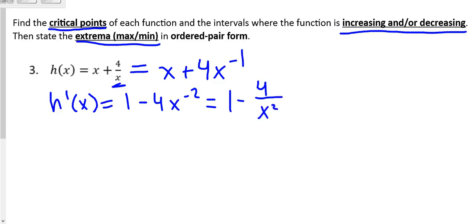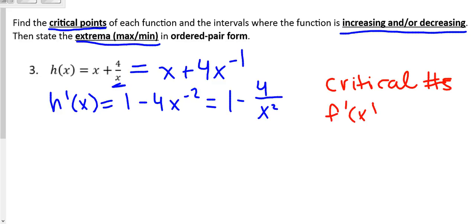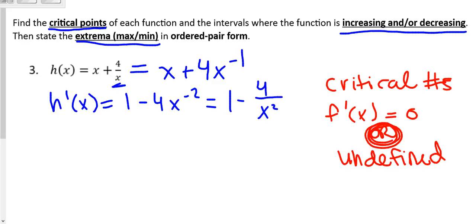Now remember, my critical numbers happen when my derivative is equal to 0 or undefined. This is something you need to check before you set this equal to 0. There is a place where this derivative is undefined. It's anywhere a denominator equals 0. Here the denominator is x squared, so wherever x equals 0, it is undefined. So this is already one of my critical numbers that I have. Without even setting it equal to 0, I have 1. So that will be a number on my number line.